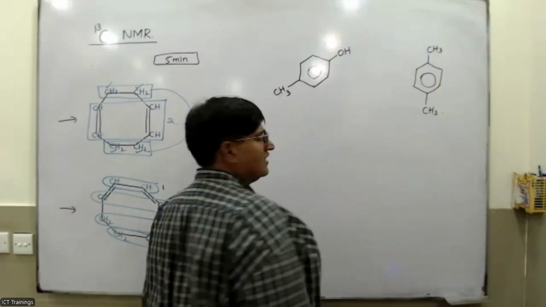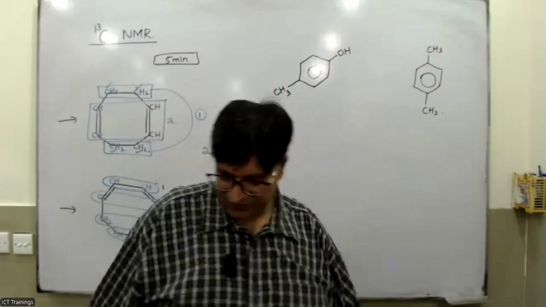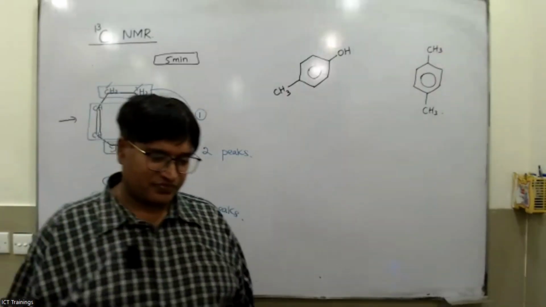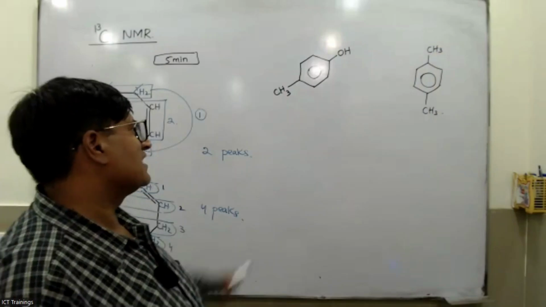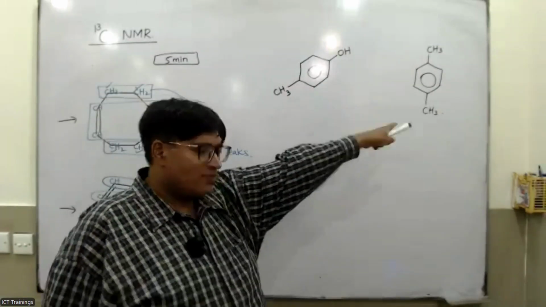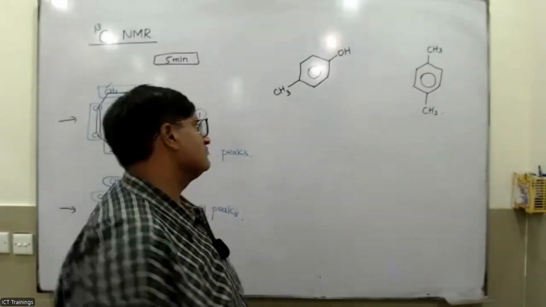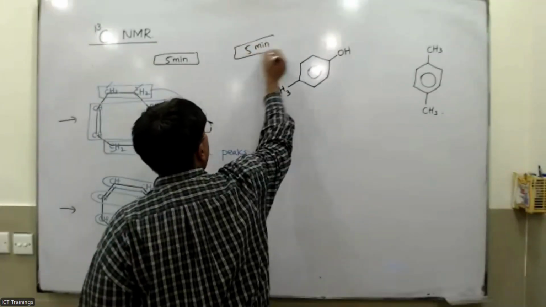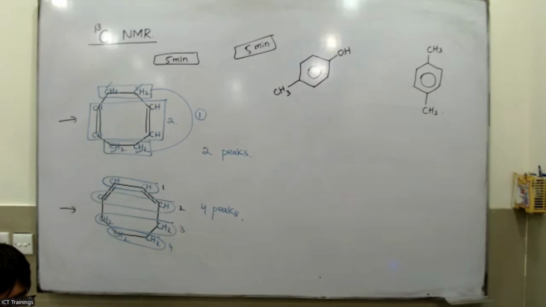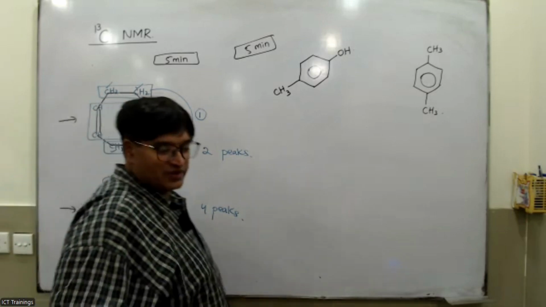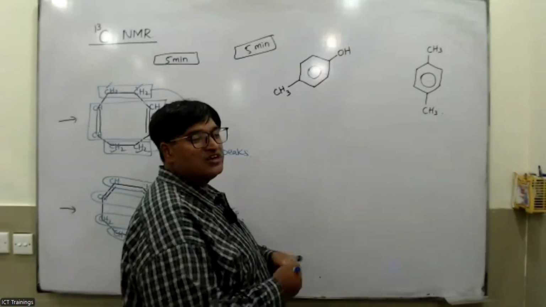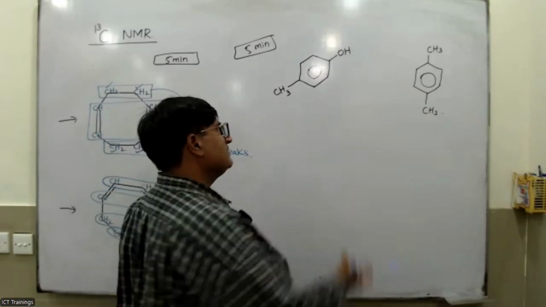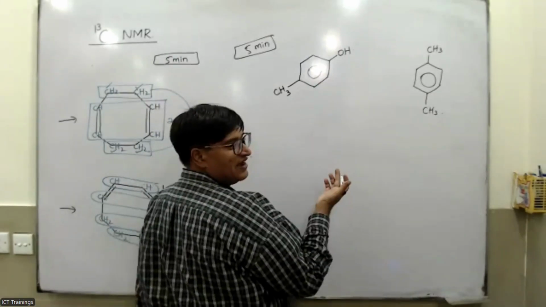Okay guys, now you should tell me how many carbon 13 peaks are possible for this one, and how many carbon 13 peaks are possible for this one. I'm giving you again 5 minutes, so please do your working. Come on guys, everyone should try because practice will make you perfect. I'm telling you one rule: you should equally divide this benzene into two different environments.